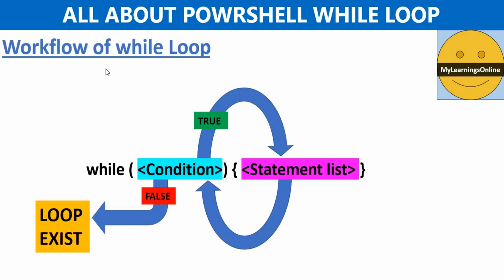This is the workflow of the PowerShell while loop. When the loop starts, the condition is evaluated. If the condition is true, then the statement list is executed. All the commands in the statement list are executed and then the loop returns to the condition block. Once the condition is true again, the same things are repeated. If the condition becomes false, the loop exits. The PowerShell while loop reruns again and again as long as our condition is true, but it exits as soon as the condition becomes false. Let's see a quick demo to understand all these things better.